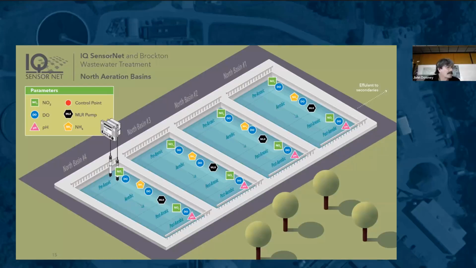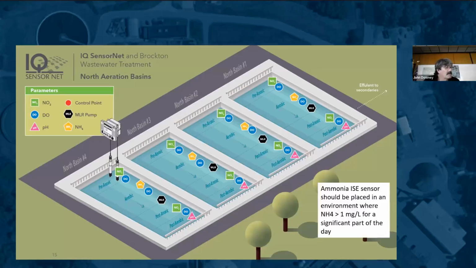Well, it has to do with how ion selective sensors work, the ammonia sensor is an ISE, and the space required to convert NH4 to NO3. An ion selective electrode is sensitive only to ammonium ions. In order to maintain that sensitivity and service, the electrode needs to be in an environment where the concentration of NH4 is going to be greater than 1 part per million for a significant part of the day.